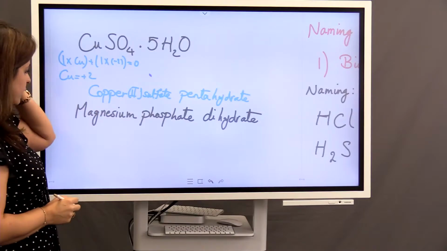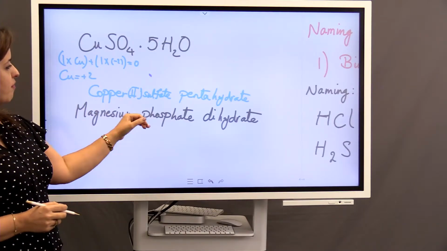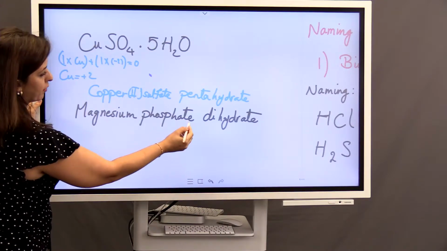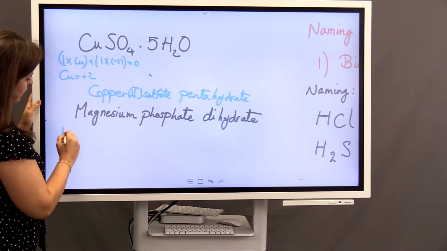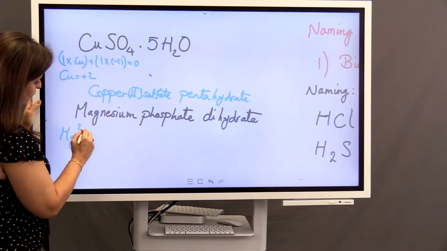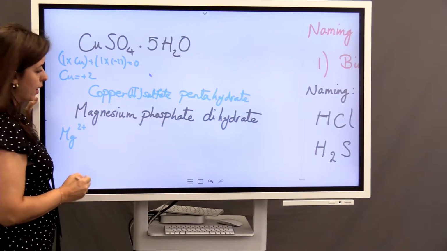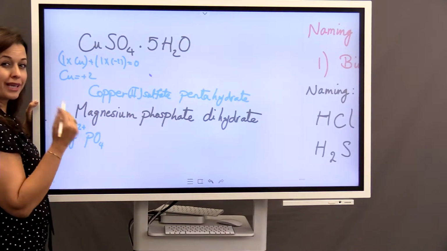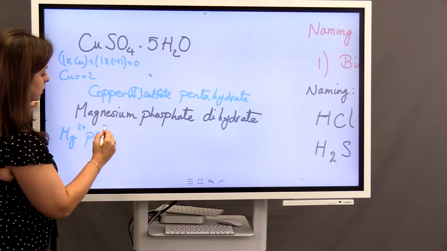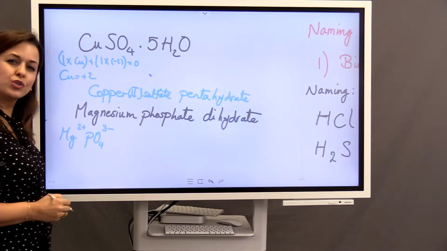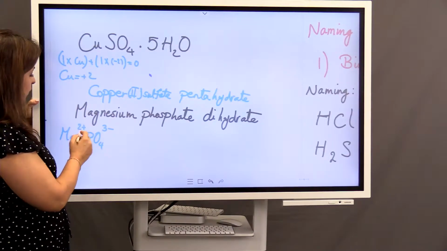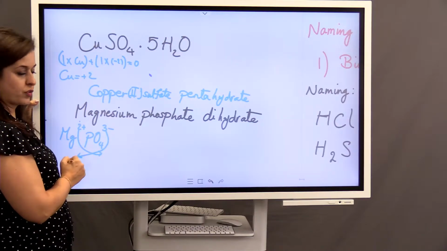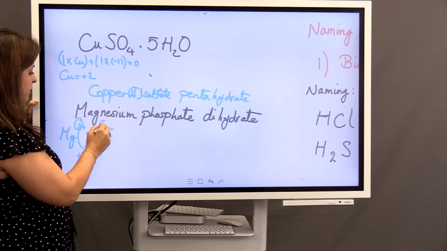So let's do this. Magnesium phosphate dihydrate. So let's take care of the ionic part first. Magnesium was in group 2, the charge was positive, right? Phosphate was PO4 if you go back to your polyatomic ion notes, and the charge was -3. What should you do at this point? You need to cross over the charges, right? Only the numbers, of course.